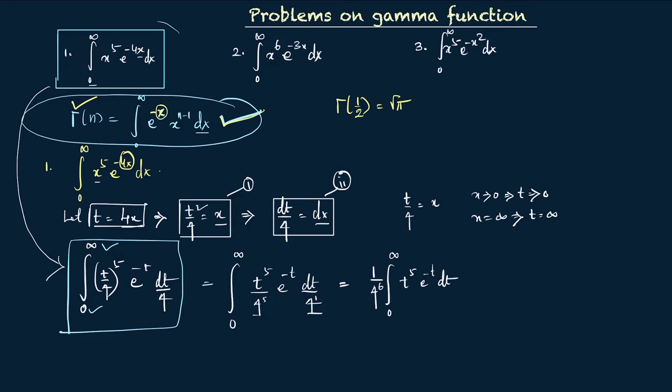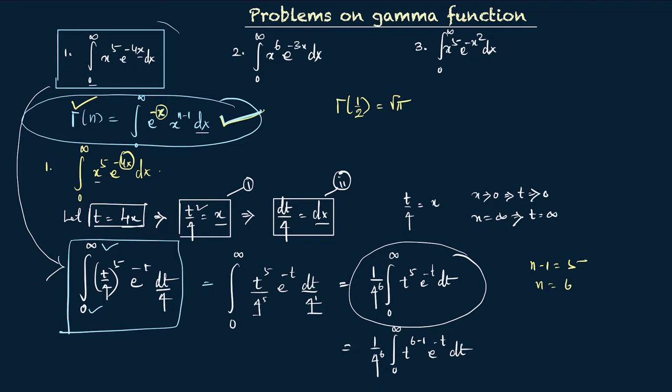Now this seems so familiar, right? You can see this seems familiar because we have studied the gamma function exactly here. Here it is t to the power 5, but in the definition it is x to the power n minus 1, so it has to be in n minus 1 format. Our n minus 1 is 5, so n is nothing but 6. So we can rewrite this integral in this format: 0 to infinity t to the power 6 minus 1, e to the power negative t dt.